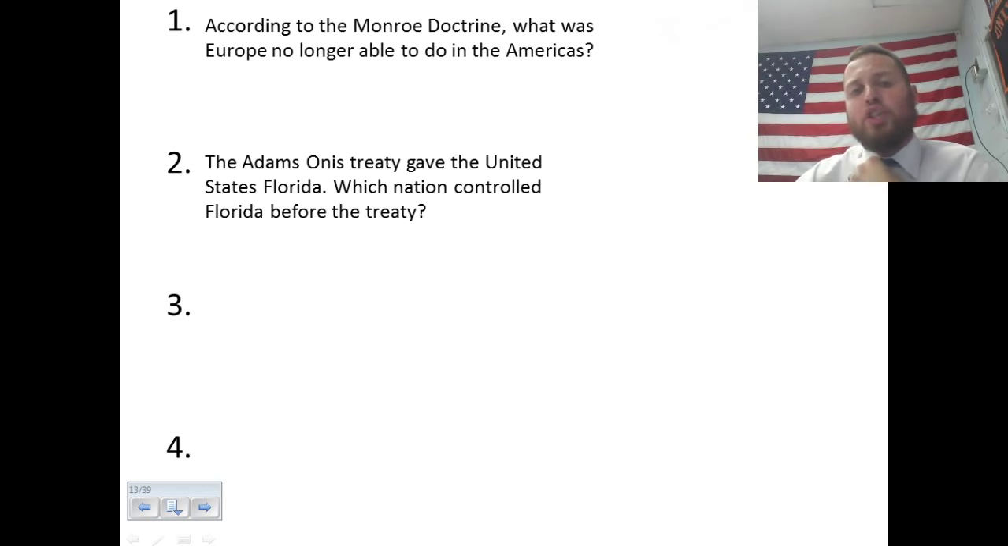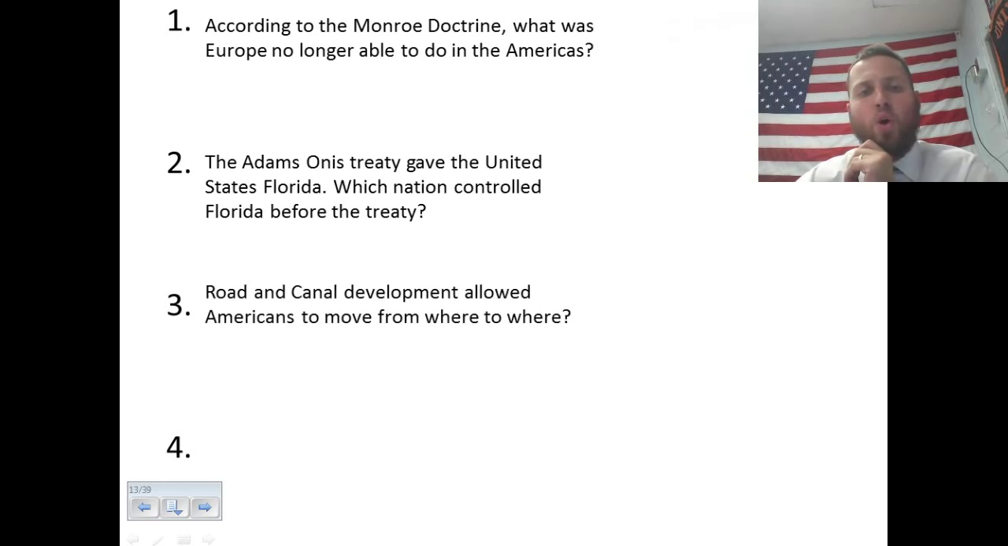Number two. The Adams-Onis Treaty gave the United States Florida. Florida goes to the U.S. Which nation controlled Florida before the treaty? So you can ask yourself, which nation gave Florida to the United States of America? Love it. You're writing your answer down. I know it's the correct answer because you're so super duper smart.